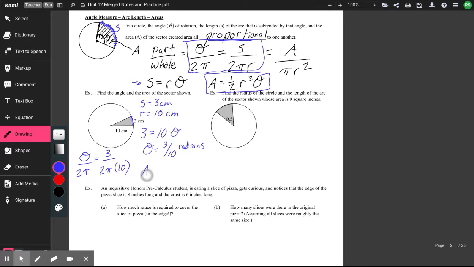So if we wanted to find our area, that's 1/2 times the radius squared. We know our radius is 10, times our angle of rotation.